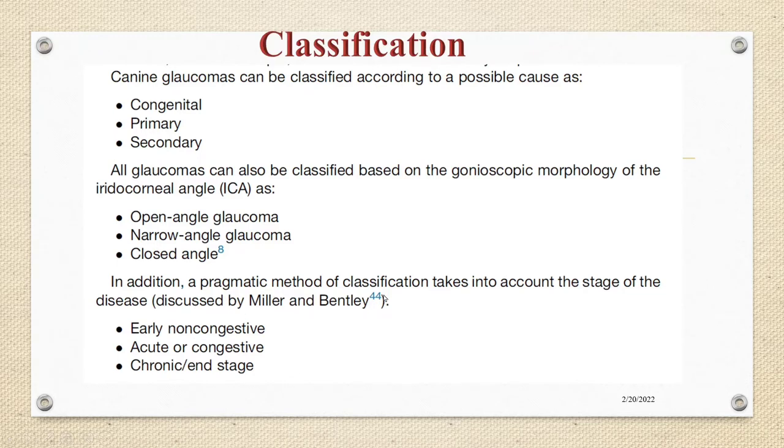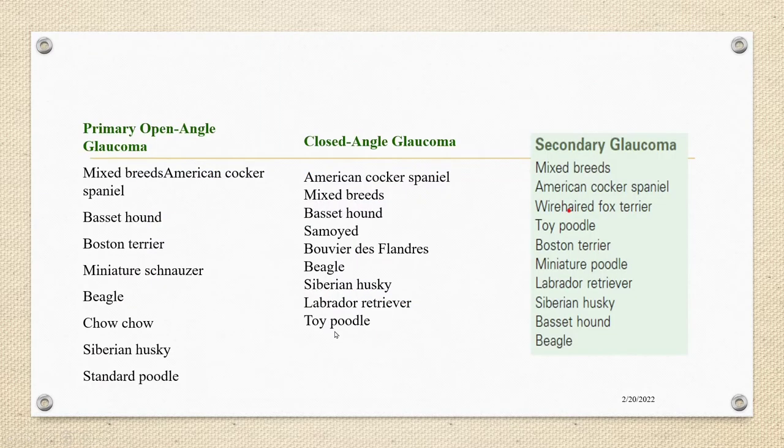Based upon the pathogenesis of this glaucoma, we can classify it as early, non-congestive, acute or congestive, and chronic. So these are some breeds which are predisposed for glaucoma.